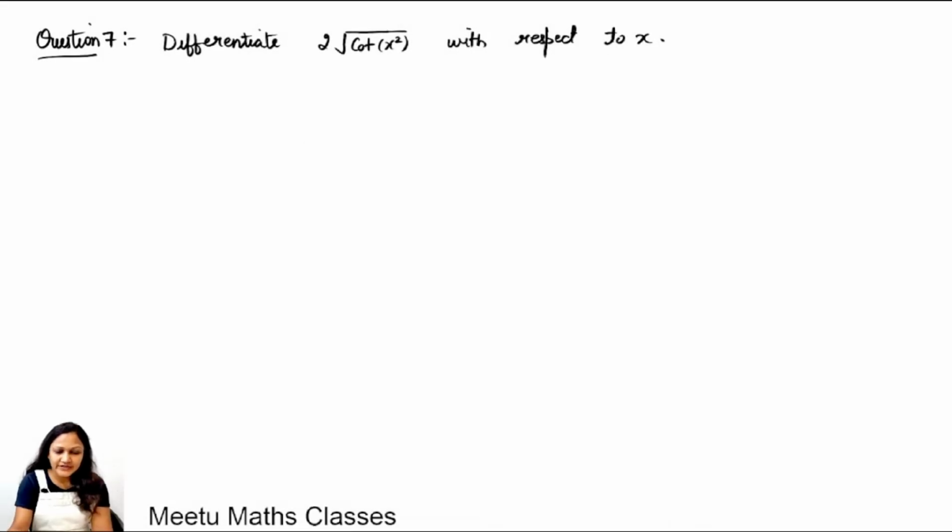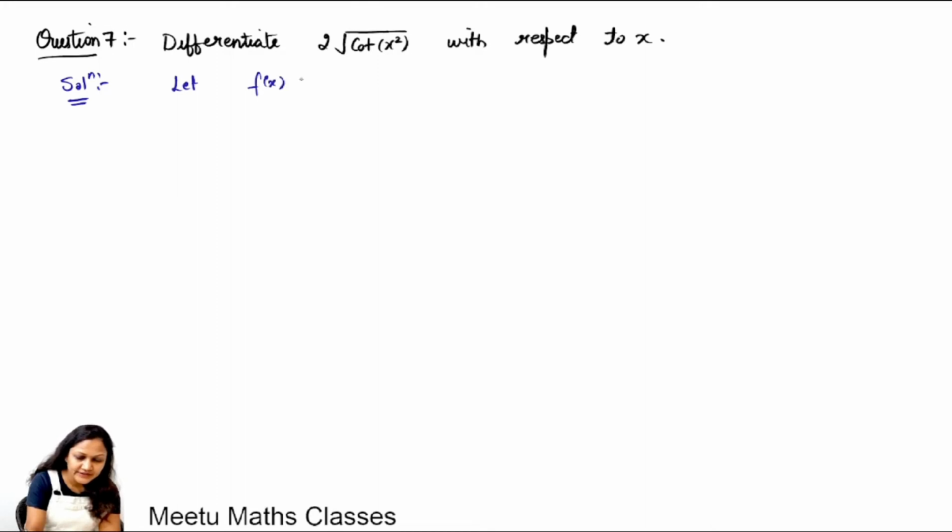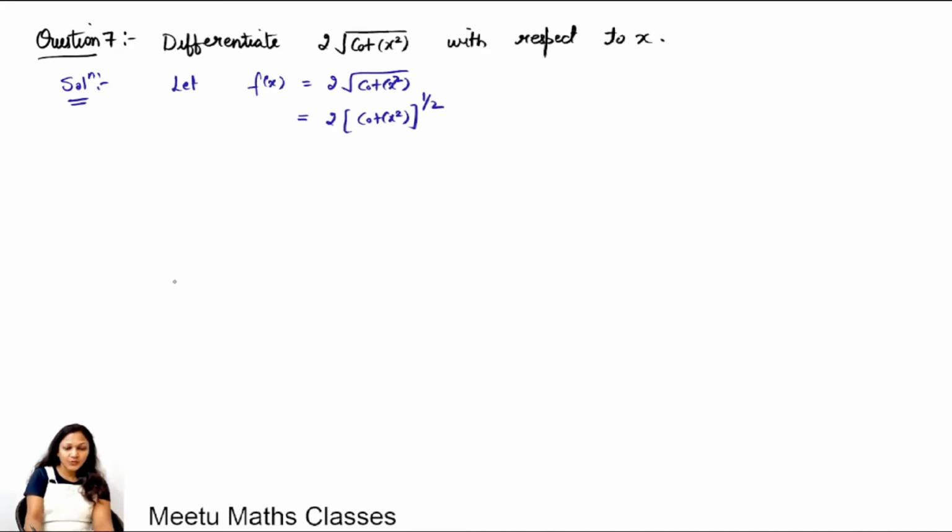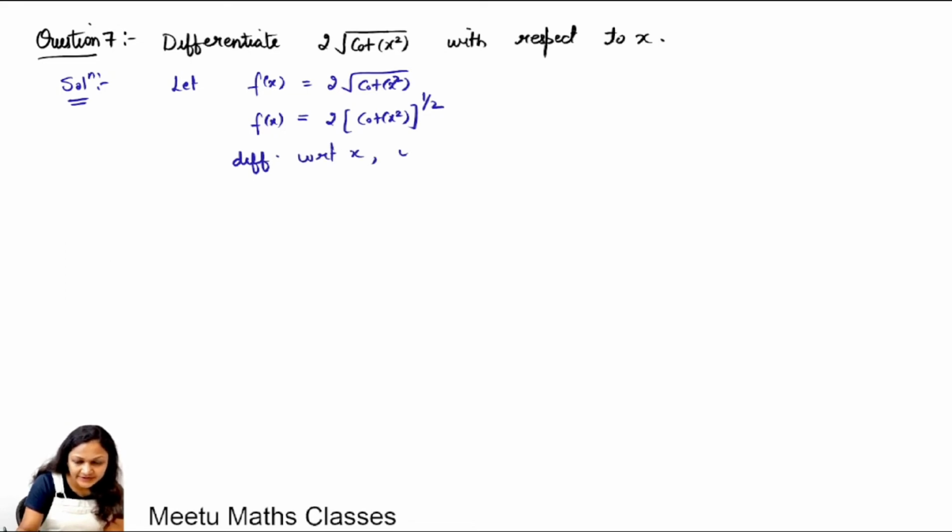Your question number 7 is differentiate 2 into square root of cot x² with respect to x. Now to differentiate this function, let your function f(x) be equal to 2 square root of cot x². Now we can write our function as 2 into (cot x²) raised to power half. Okay. Now we are going to differentiate this function with respect to x.